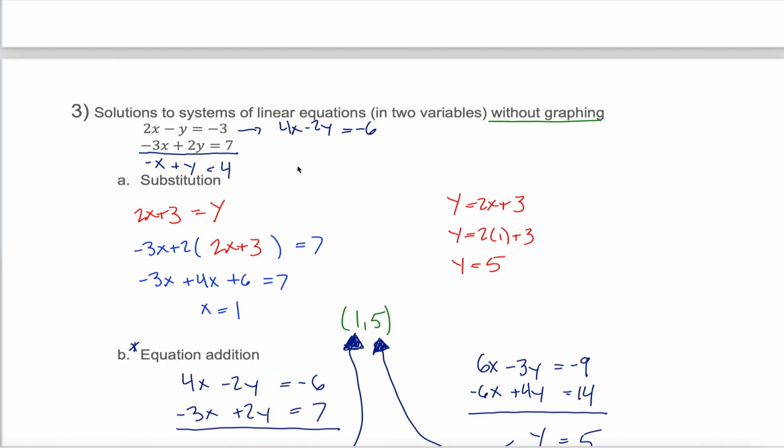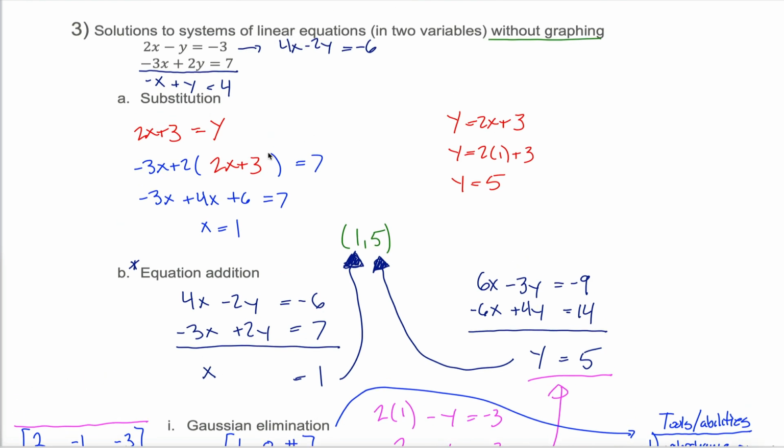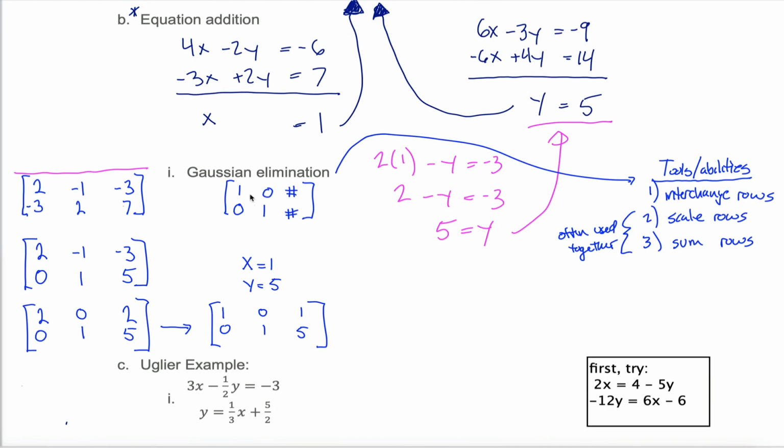These problems are relatively easy. I know it's obnoxious when teachers say that, but these systems aren't too bad to solve. But I think what you'll see is when we solve systems of linear equations in 3 variables, it's really hard to do with the substitution method or the equation addition method. But this Gaussian elimination method will work really nicely.